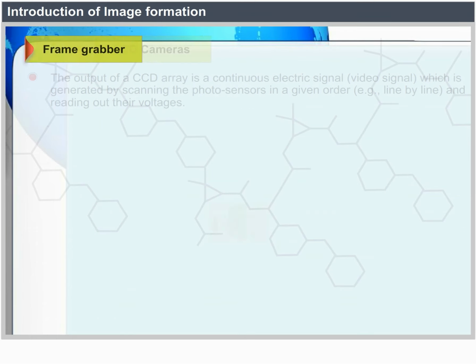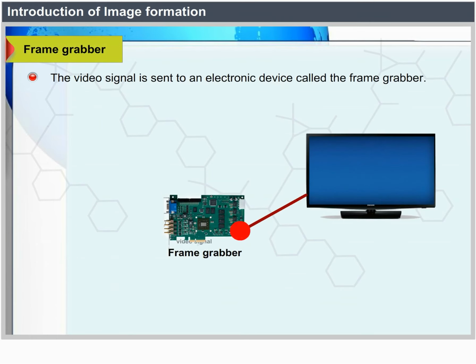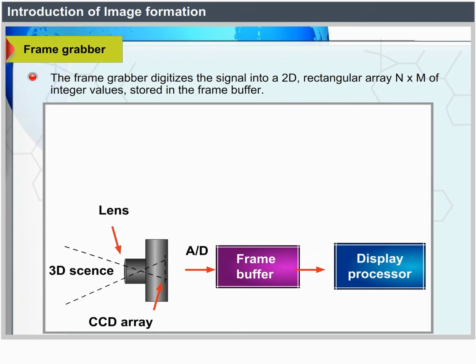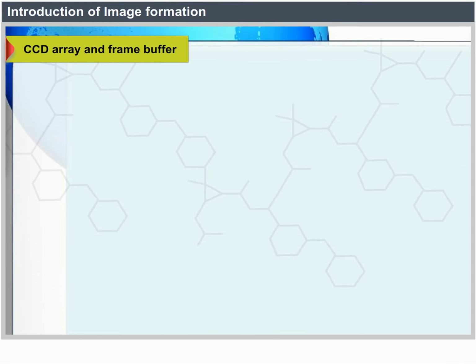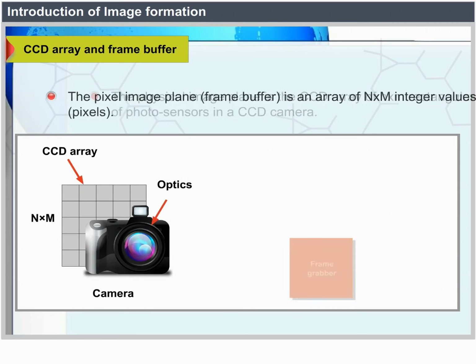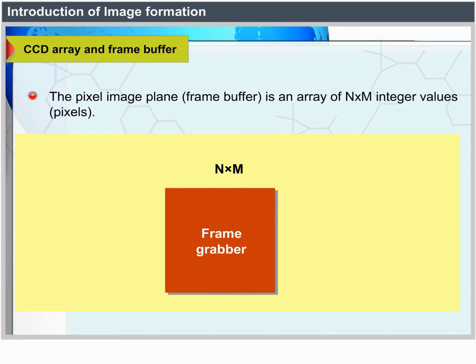Frame grabber. The video signal is sent to an electronic device called the frame grabber. The frame grabber digitizes the signal into a 2D rectangular array n × m of integer values stored in the frame buffer. CCD array and frame buffer. In a CCD camera, the physical image plane is the CCD array, an n × m rectangular grid of photosensors. The pixel image plane, the frame buffer, is an array of n × m integer values, the pixels.